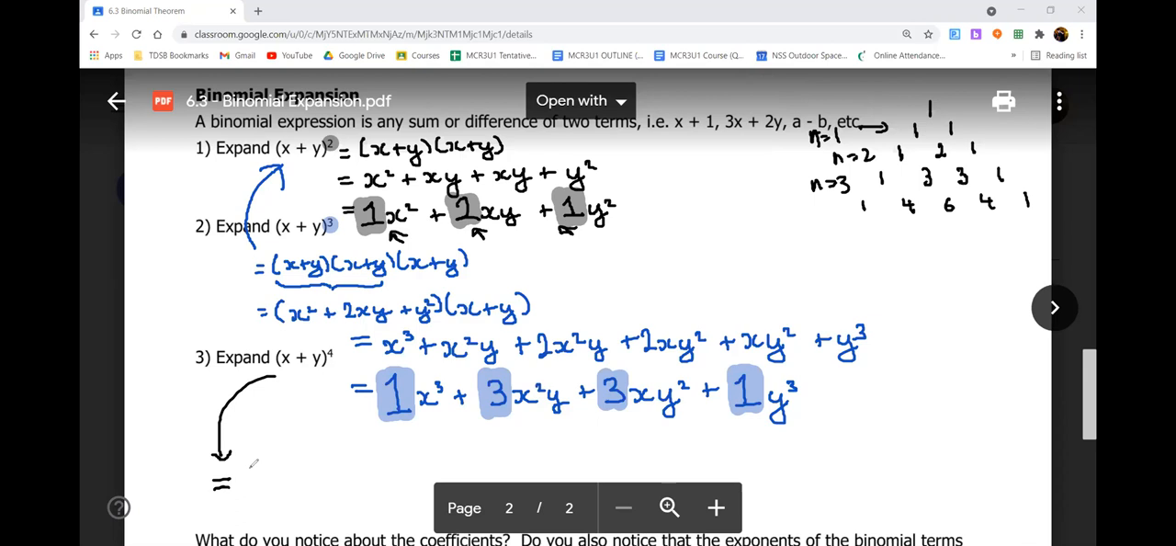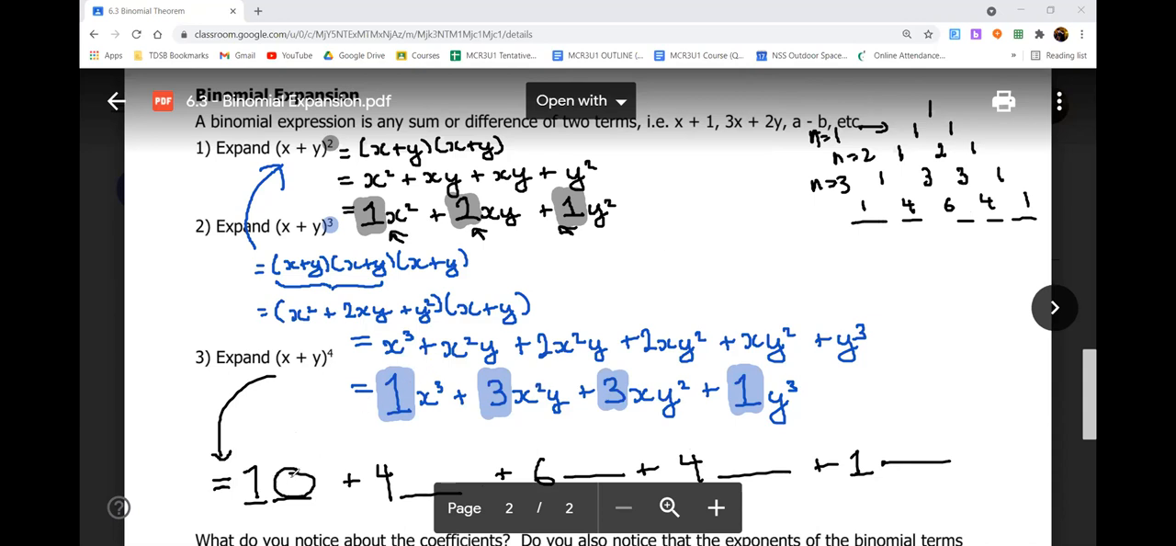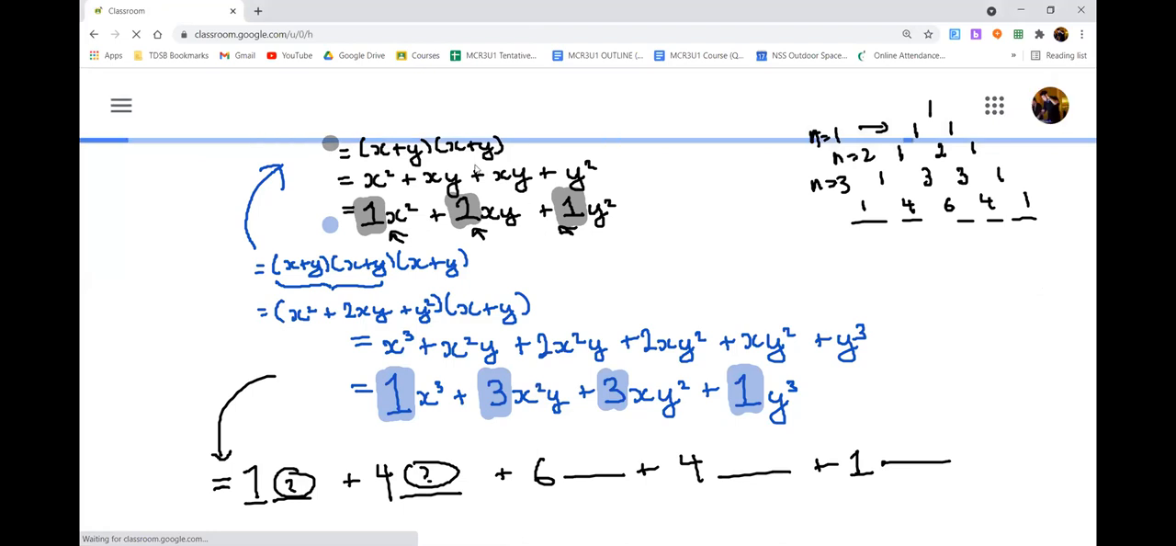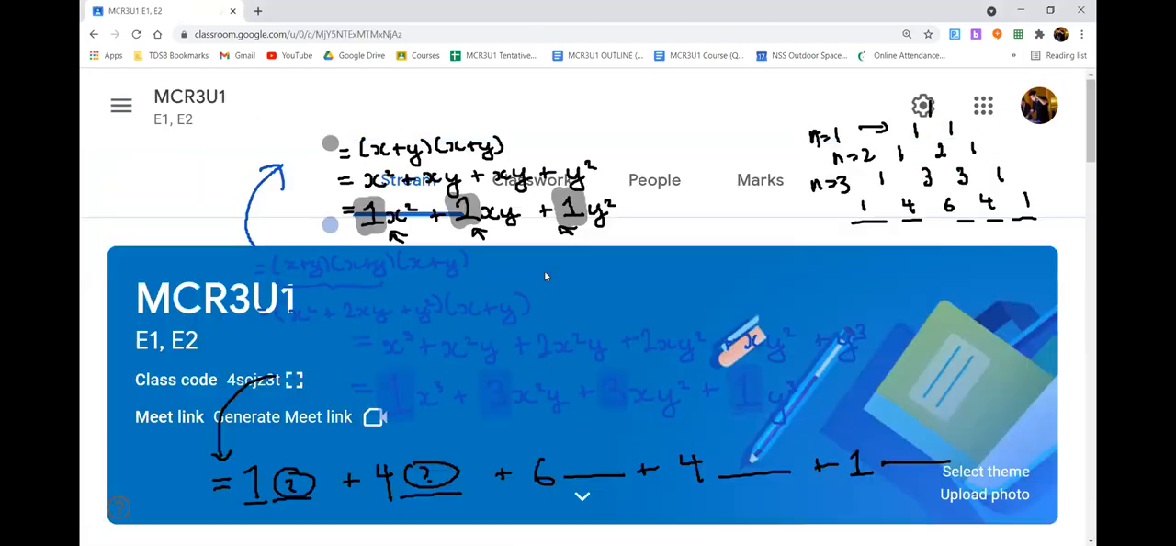One, four, six, four, one. It would be 1 times something plus 4 times something plus 6 times something plus 4 times something plus 1 times something. It's going to be 5 terms, guaranteed, because I see 5 numbers here. So all I have to do now is figure out what is here. But there's also a pattern to that. And if you can master this pattern, you are already well prepared for our problem set. Please take a look. This is very, very important.